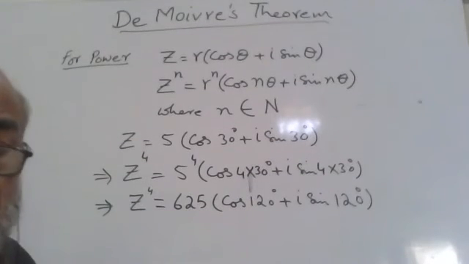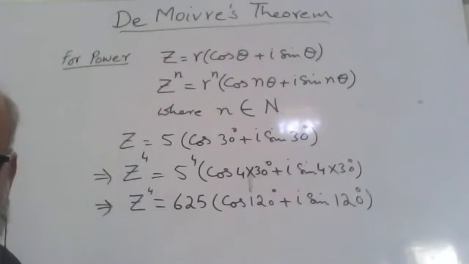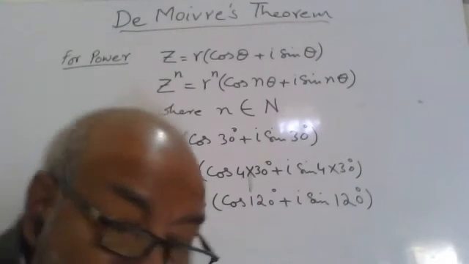So this is the power formula of the De Moivre's theorem. This is applied only in polar form, not any other type of form, neither the rectangular form, only for the polar form.